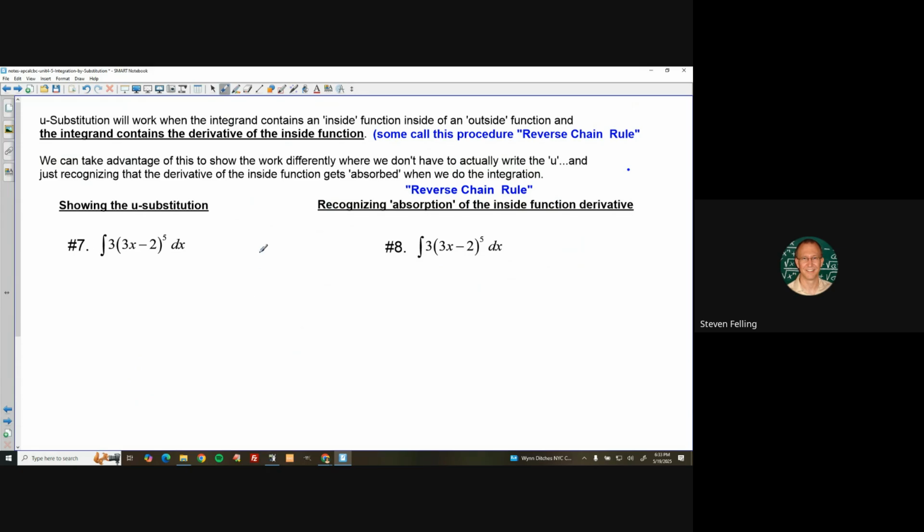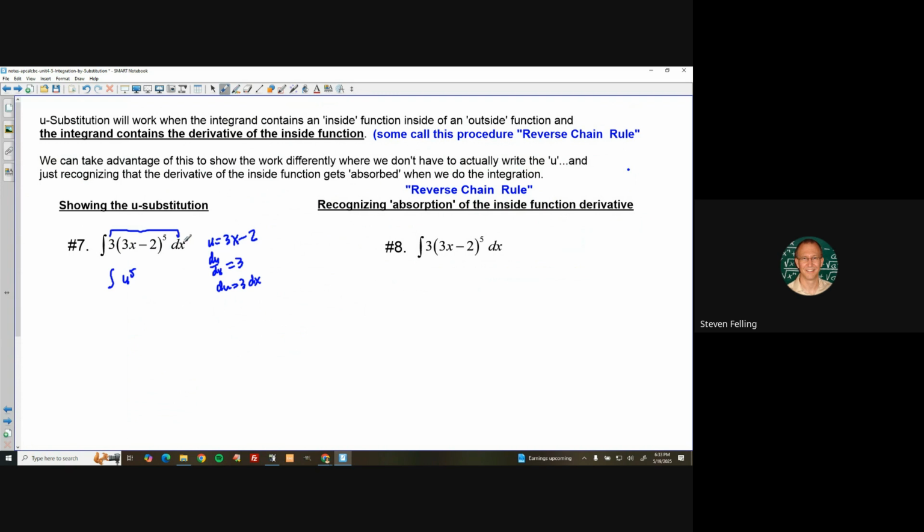There are some situations when you might not have to write as much, and you can kind of just think about the fact that there's an inside and an outside derivative all present in the integrand. So let me show you how that would work. Let's take this problem number 7 and do it the traditional way for u substitution. We would identify the inside function here as 3x minus 2. We would take the derivative du dx, which is 3 in this case, and then multiply it out, and then explicitly show that this is u to the 5th, and then say, oh, that 3 dx is the du.